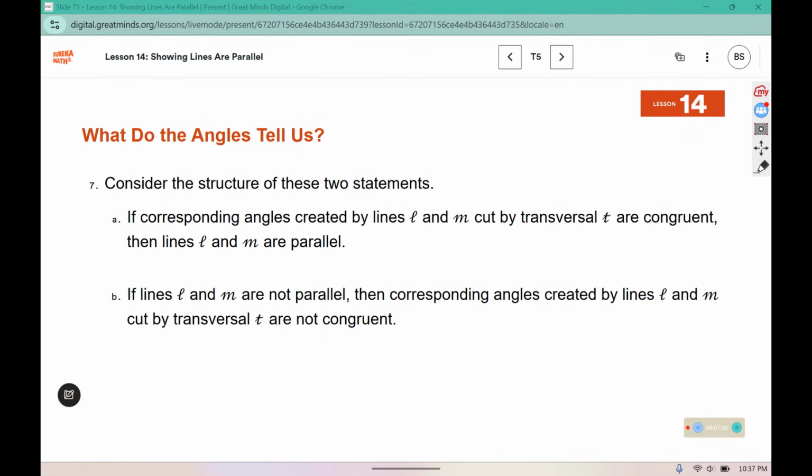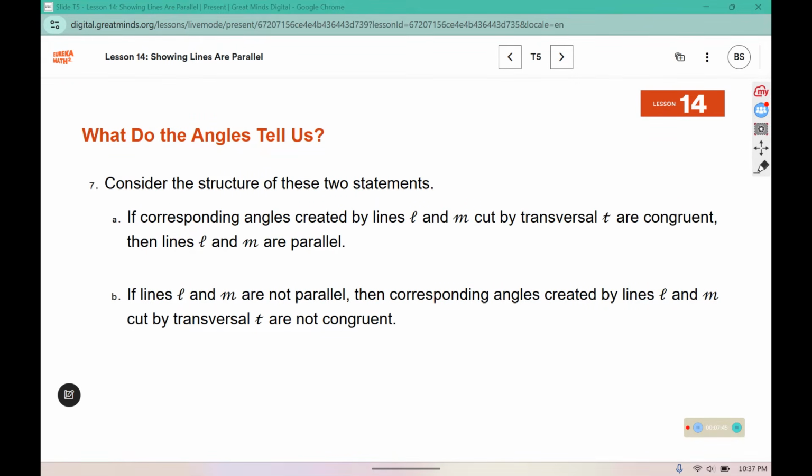Consider the structure of these two statements. A: If corresponding angles created by lines L and M cut by a transversal are congruent, then L and M are parallel. That's the converse that we're not sure about yet. Remember, we talked earlier about how knowing the statement is true doesn't guarantee that the converse is true. B says if lines L and M are not parallel, then corresponding angles created by L and M are not congruent. So if they are not parallel, they will not be congruent.